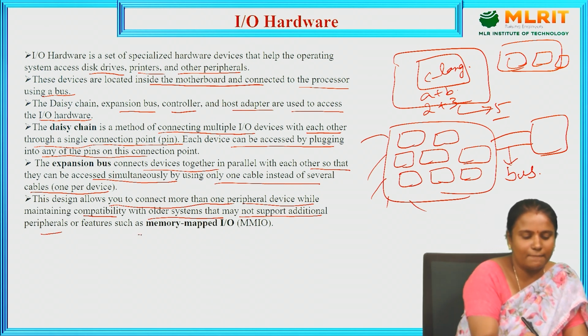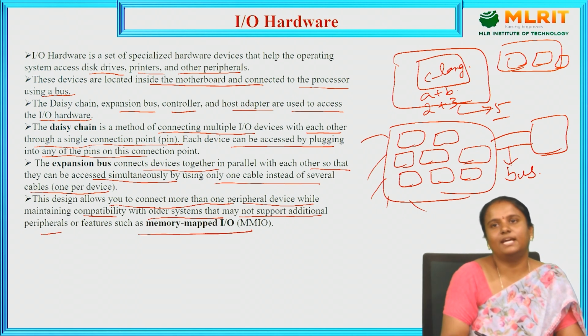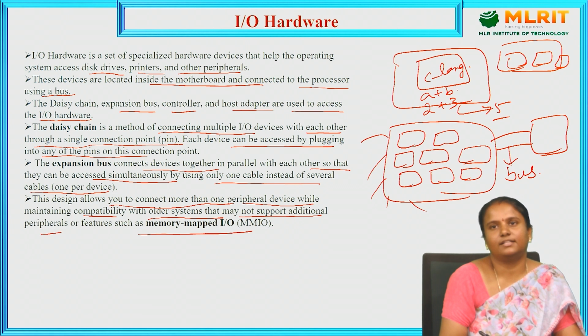That may be such as memory mapped input output. So the memory, which may be RAM or ROM, can be mapped with the input output hardware. So this can be accessed through memory mapped input output hardware in the operating system.